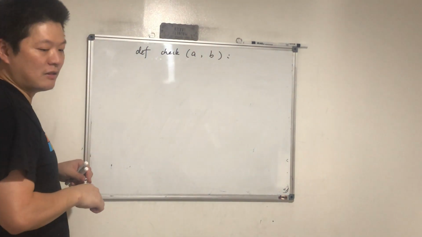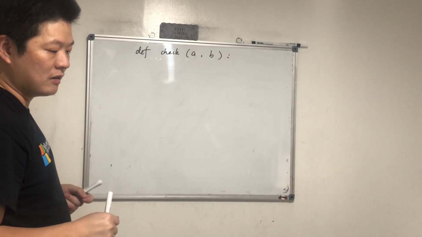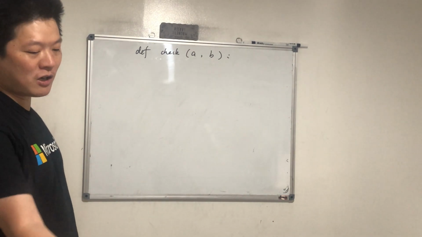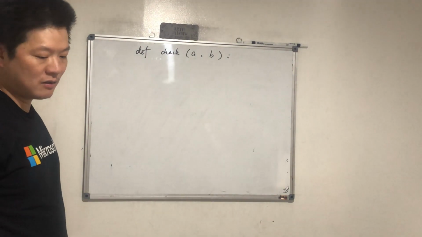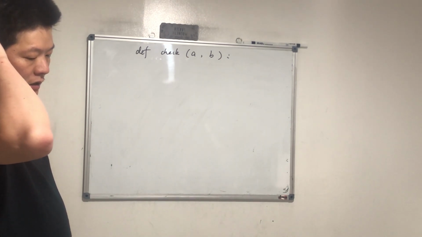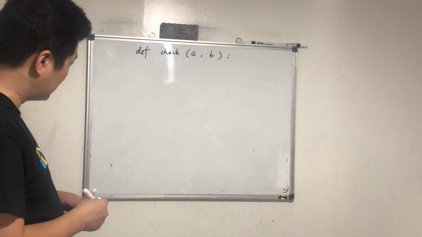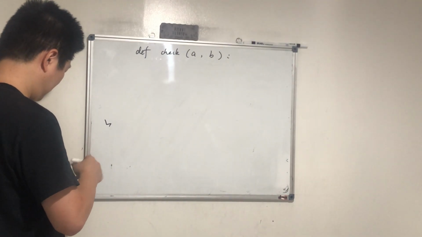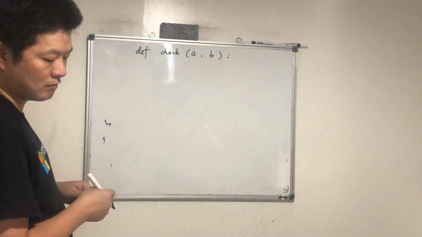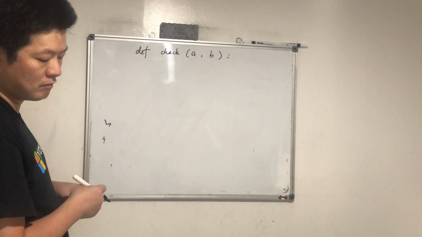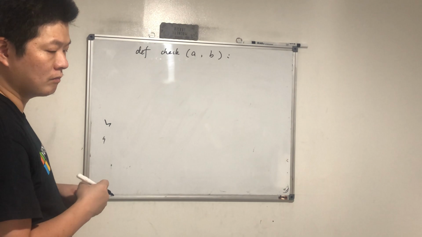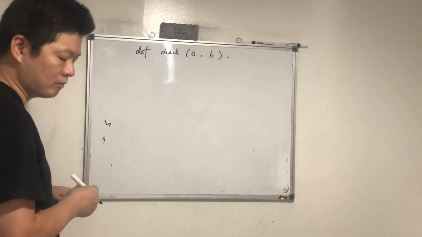I think I got an idea, but it might not work. How do you check if two strings are anagrams? We talked about this before. You just check that they have the same amount of each character, and you can return true if all of that is okay.